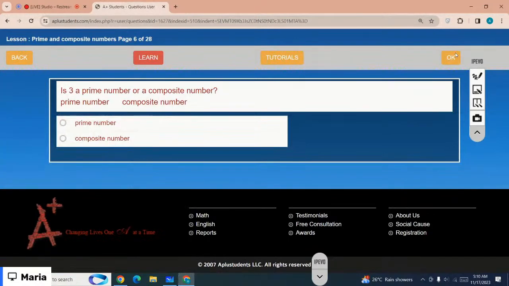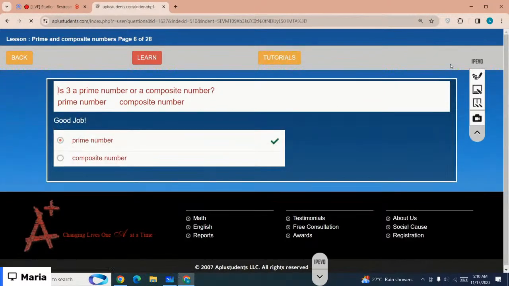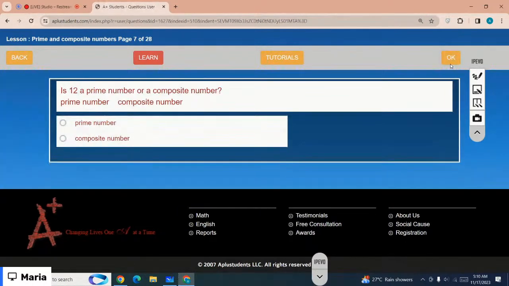Okay, is 3 a prime number or a composite number? Which is the correct option? Yes, 3 is a prime number. The correct option is yes, because 3 times 1 is 3. You don't have any other factors, right? Other factors than 1 and 3. Okay, is 12 a prime number or a composite number? Which is the correct option?